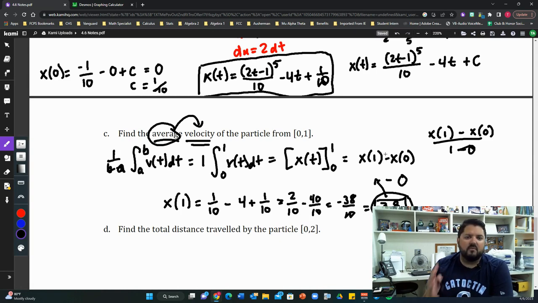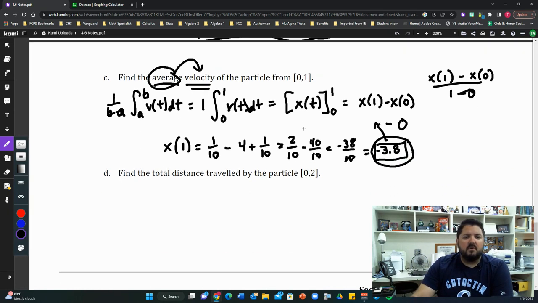So the average velocity of that particle over that interval is negative 3.8. And again, we don't really have units unless they establish units in the problem, but it would be something like meters per second or inches per second, something like that. Okay. Now for part D, we want to find the total distance traveled by the particle.